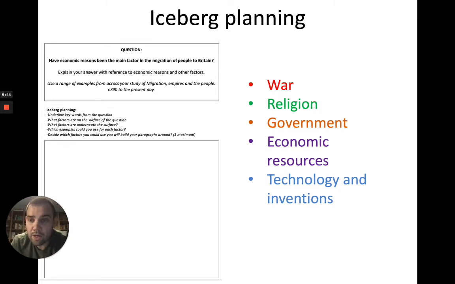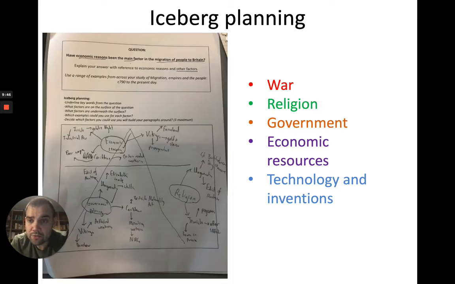Now, what I like to do is a few things when I'm planning for an essay question like this, okay? You want to make sure that you underline the key words from the question, so you think, right, first of all, what's the key factor here? Right, I'm looking at economic reasons, right? And were they the most important reason why people migrated to Britain. So that's a really important first stage, okay? So you're underlining the keywords from the question and thinking about what the question's actually asking you, okay?